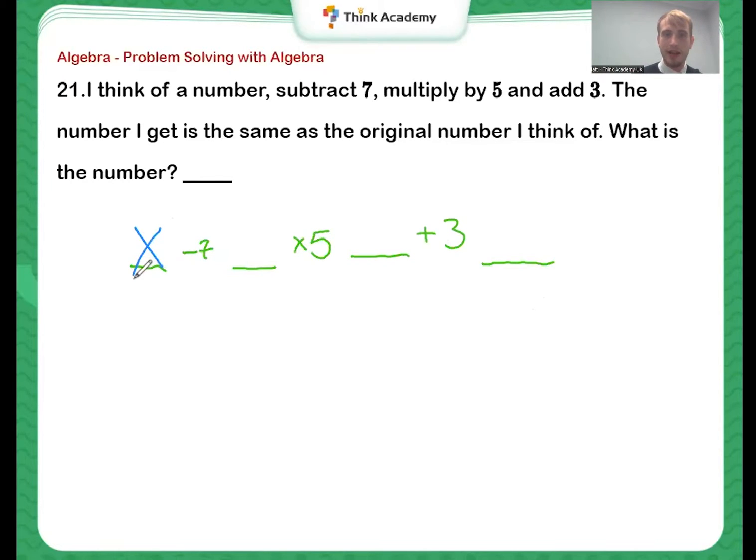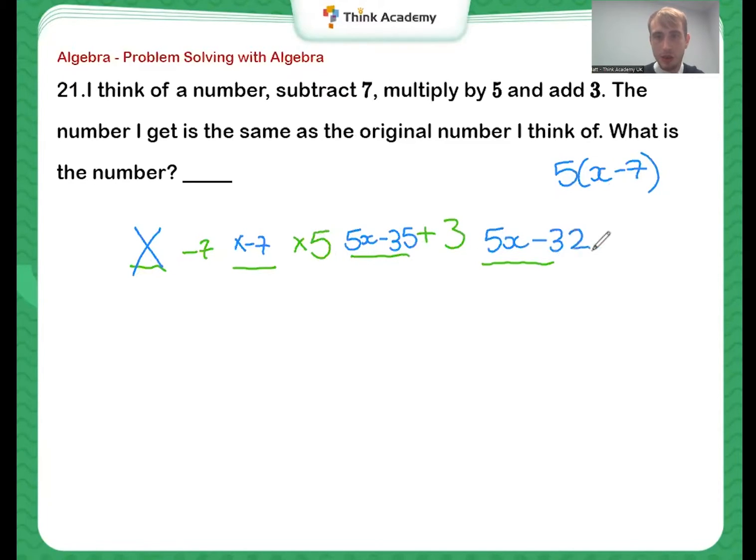So you can imagine as x goes through this machine, once you subtract 7, it becomes x minus 7. Then we're going to times by 5. So you need to multiply that whole thing by 5. Well, let's expand it all out in one go: 5x minus 35. Anyone that's confused by how I jumped that step, I've just multiplied through the brackets 5(x minus 7). So I've expanded those brackets to times everything by the 5. Then you add 3, so you get 5x minus 32.